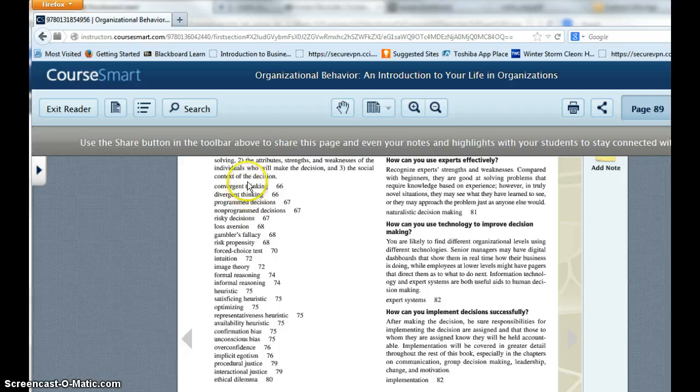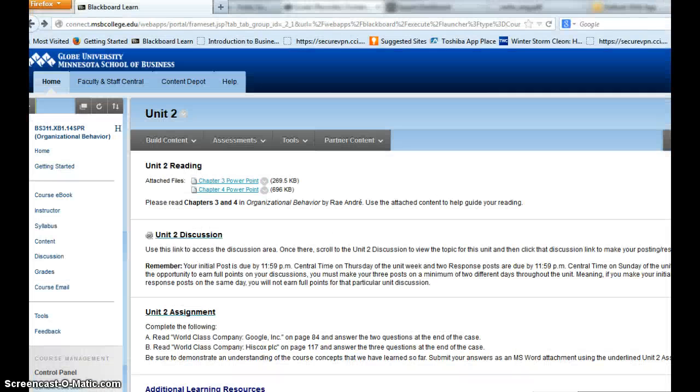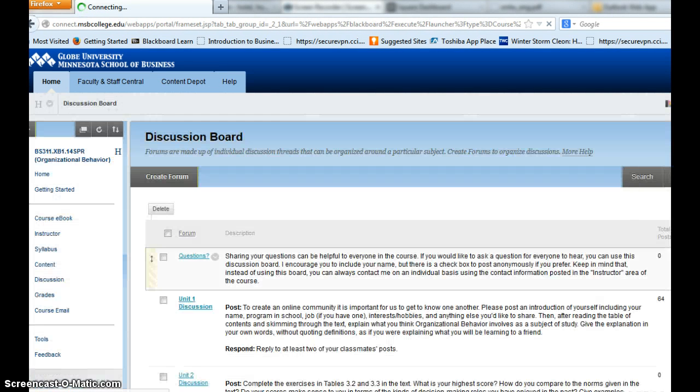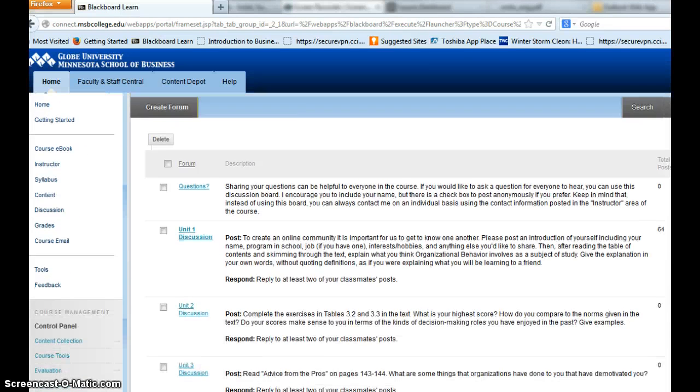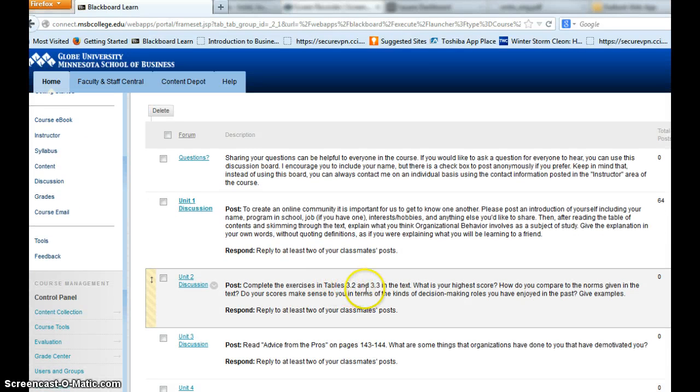And then also this chapter on decision making also relates to the discussion. Remember, the discussion question was about decision making. So when you complete this table in chapter 3 and see what your scores are, you'll be able to describe yourself also in the discussion using the chapter key terms.